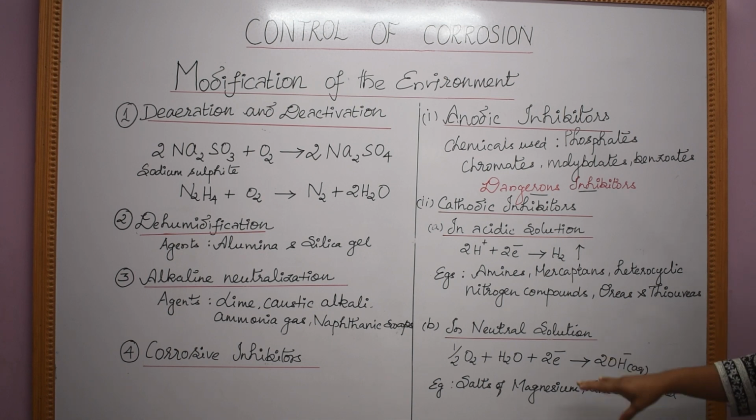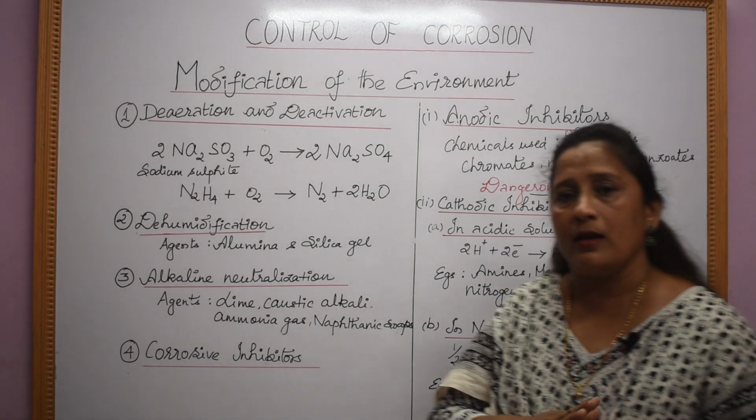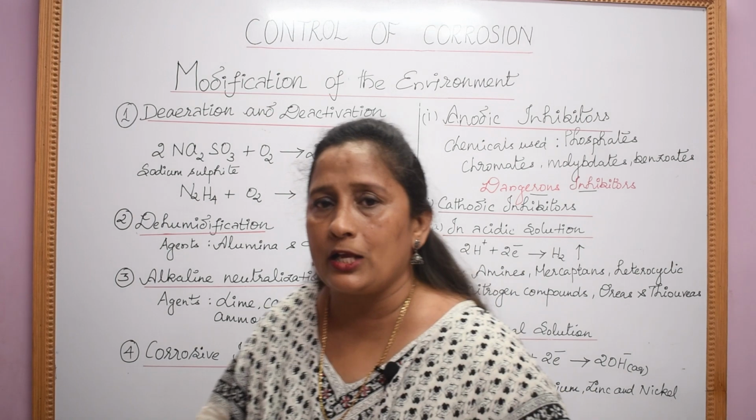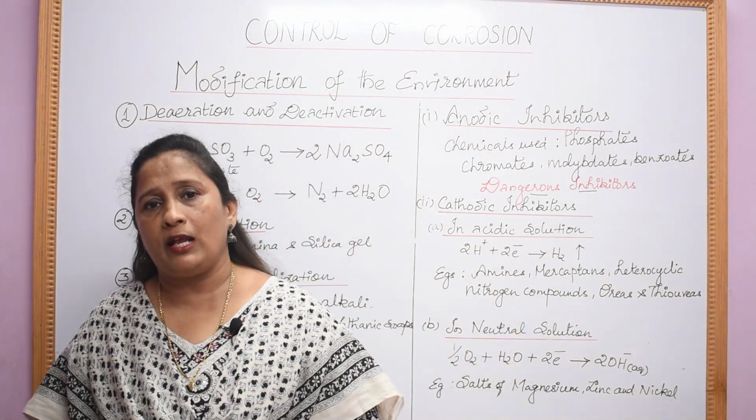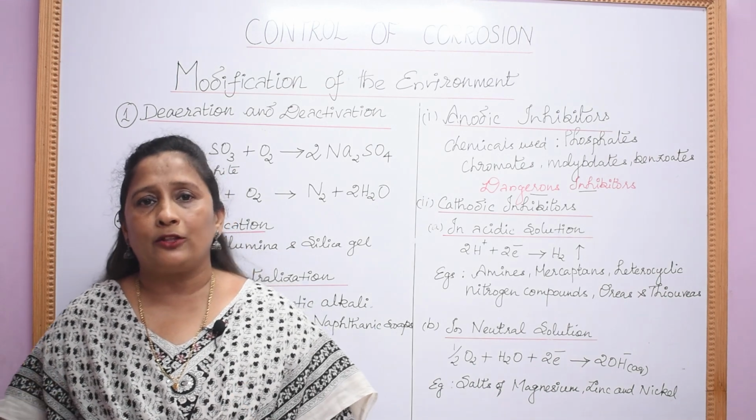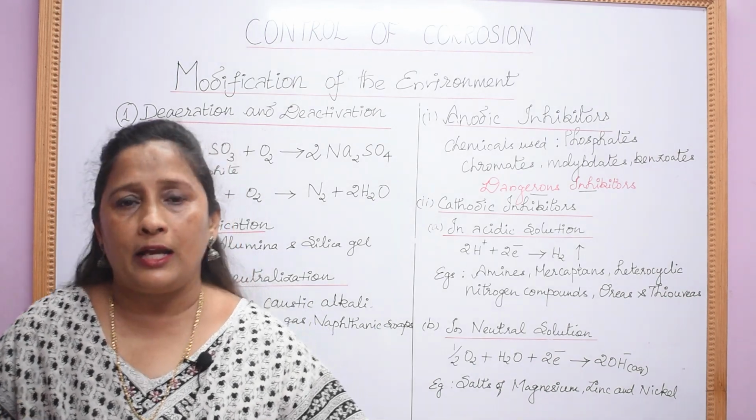What happens when a salt of magnesium, zinc or nickel is added to such a neutral environment? These salts will form insoluble hydroxides with the OH minus ions formed in the cathodic region, and these insoluble hydroxides will form a membrane. It's like a protective layer on the surface of the cathode, so the cathodic reaction will be less and the rate of corrosion will be less.